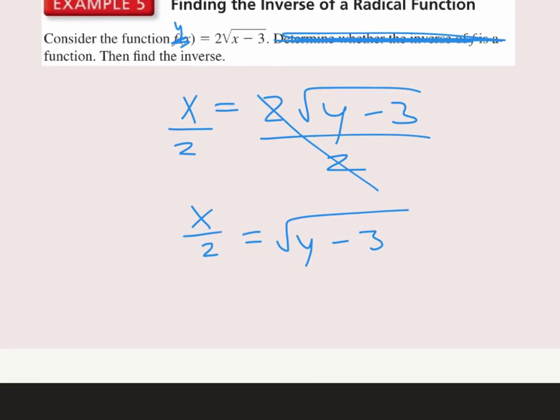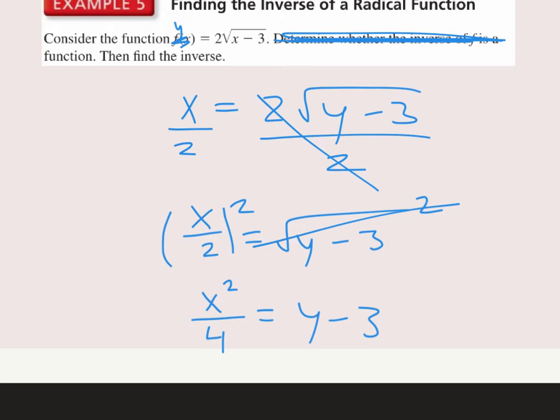What can we do next? Square both sides. So this cancels. We have y minus 3. We have x over 2 squared. Any way we can make that look a little bit prettier? Can we square x and square 2? So this would be x squared over, what's 2 squared? 4. So just a little bit nicer.